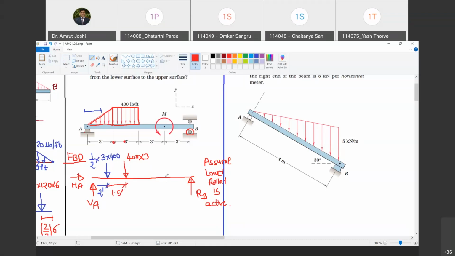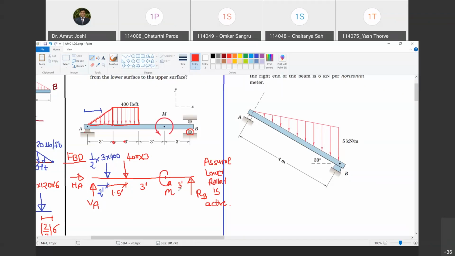Then there is a moment M which is to be evaluated. Are you with me? Yes, sir. So I am going to call this M. Happy? Yes, sir. So is this free body diagram complete? Not yet, because I have not shown these distances, 3 feet and 3 feet. Self weight is not to be shown because nothing is mentioned about the self weight of the beam.